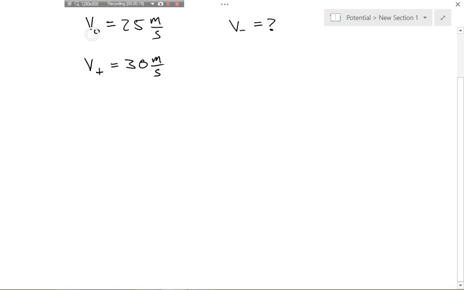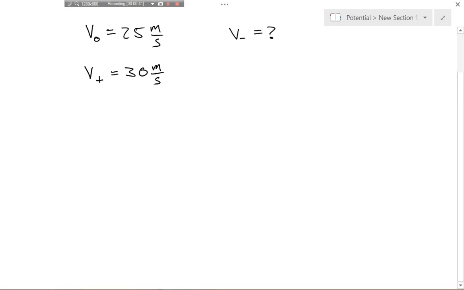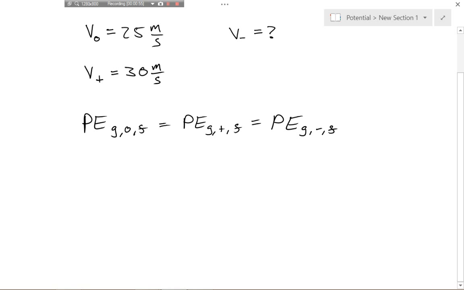I use a subscript 0 to describe the neutral particle, a subscript with a plus sign to describe the positively charged particle, and a negative subscript to describe the negatively charged particle. One of the tricks to solving this problem is realizing that the potential energies of these three particles are all going to be related. For example, because all of the objects reach the same final height, the final gravitational potential energy of the neutral particle is going to be equal to the final gravitational potential energy of the positively charged particle, and that's going to be equal to the final gravitational potential energy of the negatively charged particle. Because all of these potential energies are the same, I'm just going to refer to this as the gravitational potential energy.